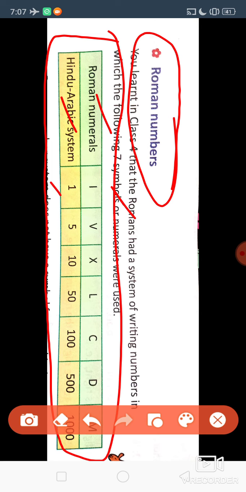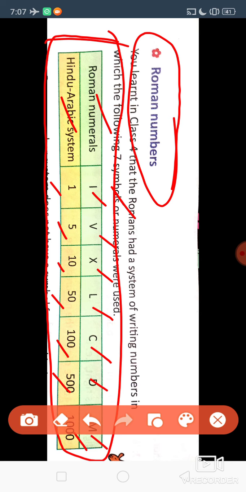For 1 you have to write I. For 5 you have to write V. For 10 you have to write X. For 50 you have to write L. For 100 you have to write C. For 500 you have to write D. And for 1000 you have to write M.